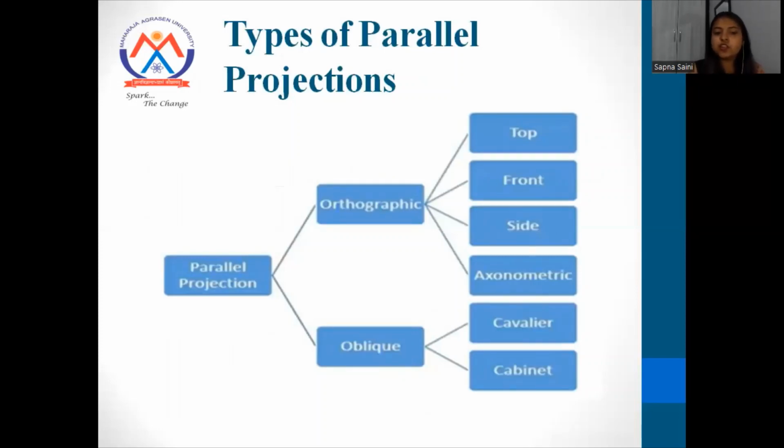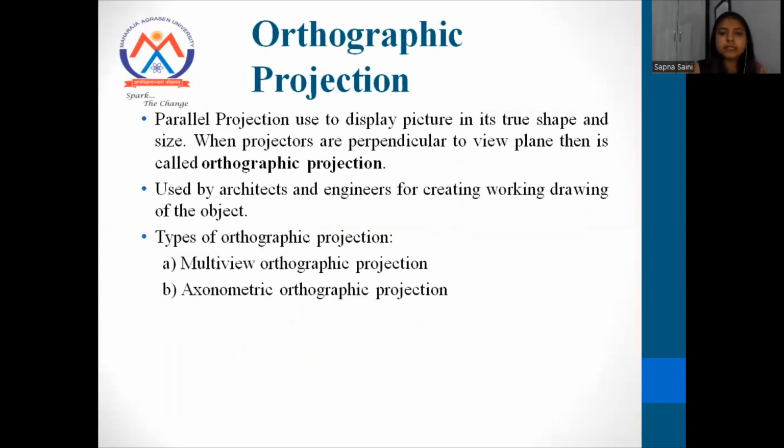Okay, now parallel projection is further divided into two types, that is orthographic and oblique. So what orthographic projection is? Orthographic projection is used to display a picture in its true shape and size when the projectors are perpendicular to the view plane. Perpendicular means when the projector is at 90 degrees to the view plane, then this is called orthographic projection. The architects and engineers use this type of projection for creating working drawings of the object.